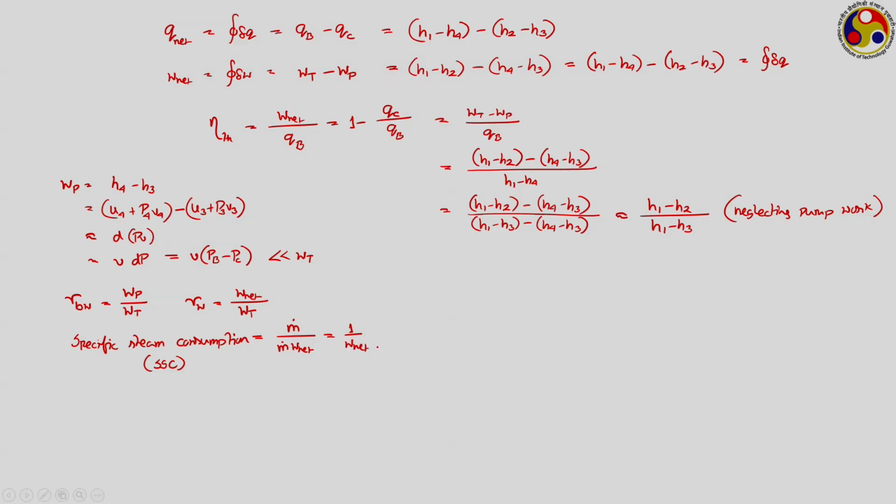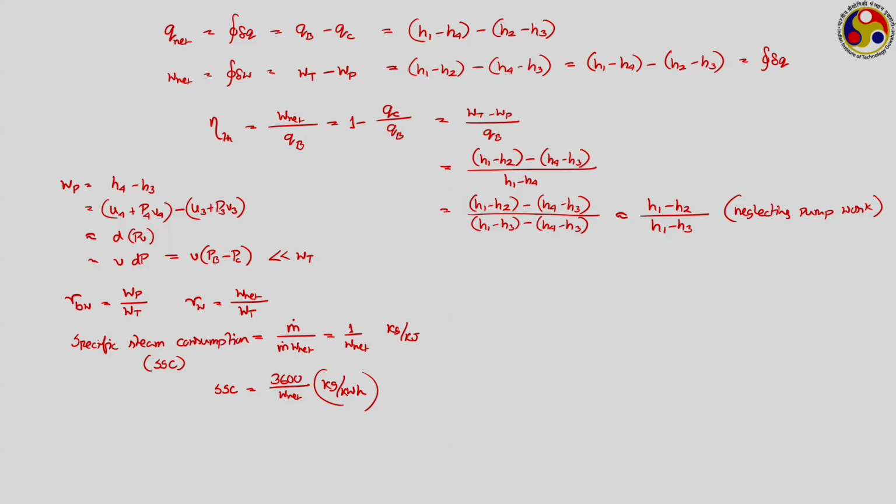So, what will be the dimension or SI unit of this quantity? It is 1 upon W net. So, its unit will be kg per kilojoule. Quite often this is extremely small. So, what we do is we represent SSC as 3600 by W net in kg per kilowatt hour, by multiplying with 1 hour, that is 3600 seconds.